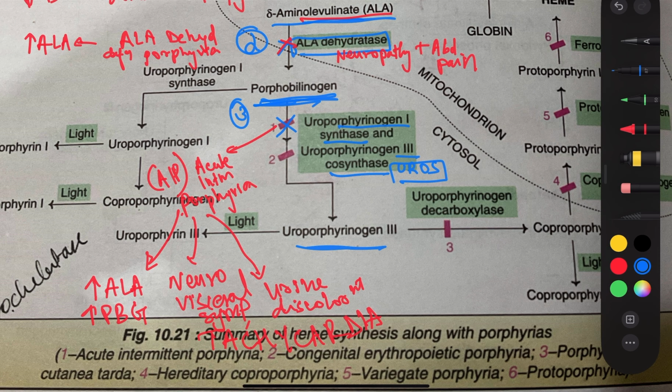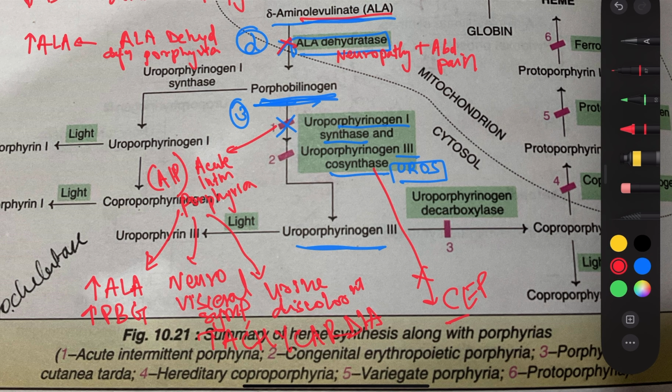And that condition is going to be called congenital erythropoietic porphyria, CEP. Okay. Now, congenital erythropoietic porphyria, what should we know about that condition? One, that UROS is the one which is deficient.